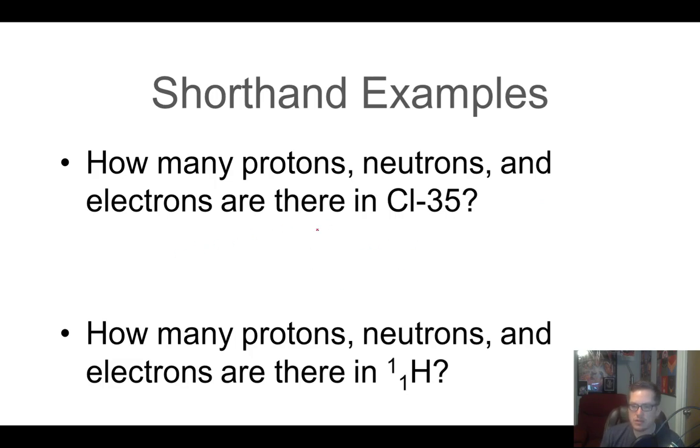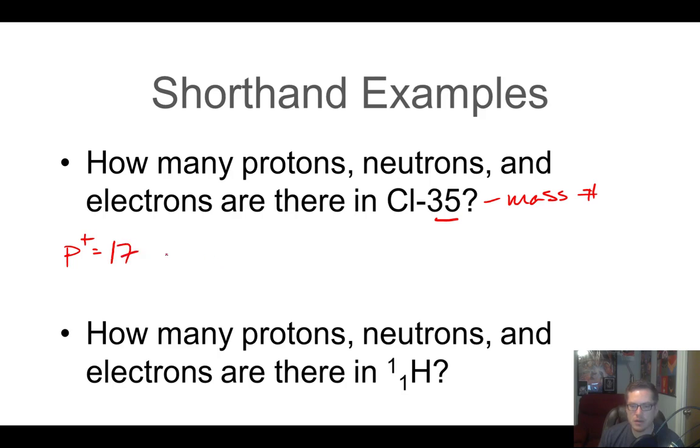How many protons, neutrons, and electrons are there in chlorine 35? So remember, this number here is our mass number. So the first thing we need to do is come up with our atomic number. So we've got to find chlorine on our periodic table. The number of protons is going to be equal to the atomic number. If we find chlorine, we'll see that it's in group 17. Remember, group, period. 17 is the atomic number, so that's just the number of protons.